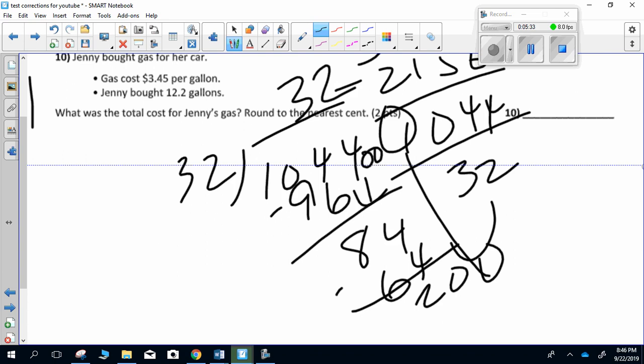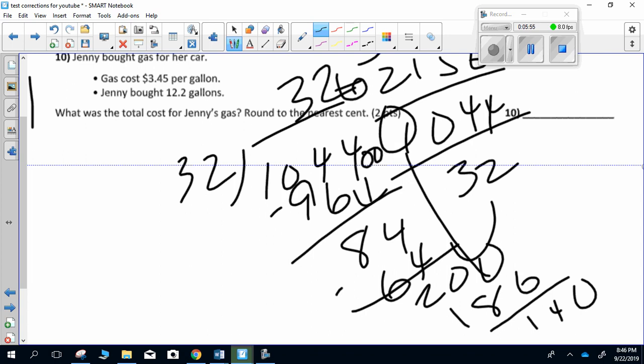32 into 200 goes 6 times. 6 times 32 is 186. Subtract, I get 14. Add a 0. Did I get 14? Yes, 14. Add a 0.